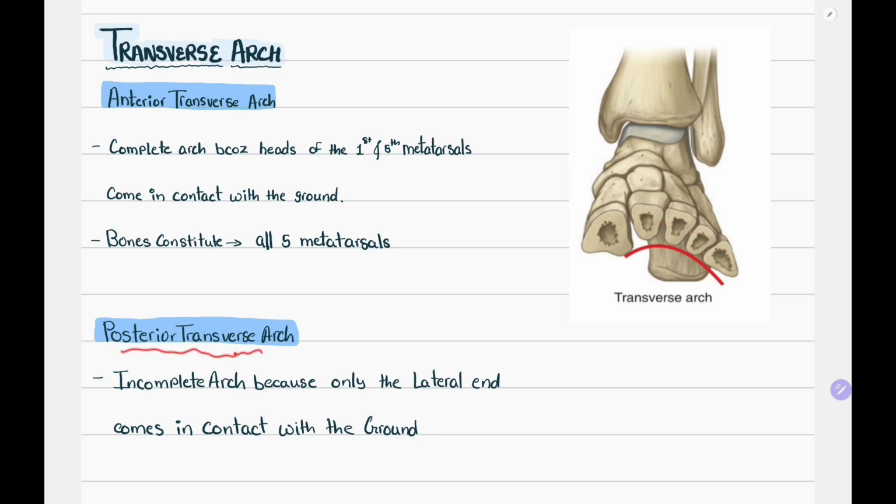The posterior transverse arch is an incomplete arch because only the lateral end comes in contact with the ground. If I take the coronal section from further behind, you will be able to see the calcaneum bone, navicular, cuboid and cuneiform bones. In that case, only the lateral end of the arch will touch the ground. The medial end of the arch won't touch the ground.